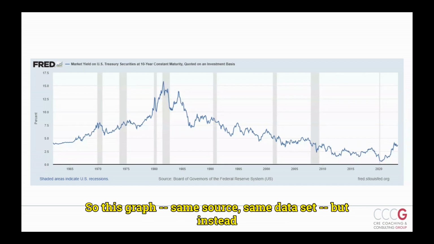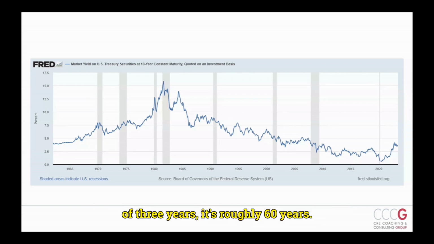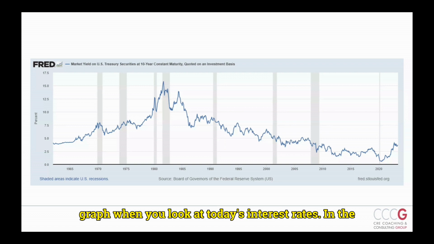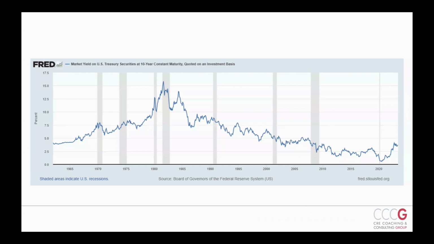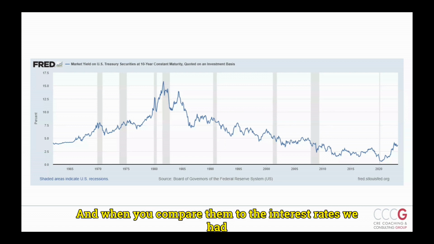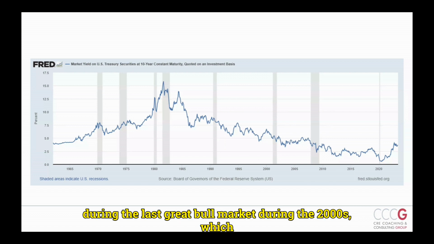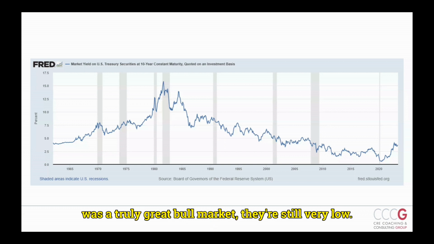So this graph, same source, same data set, but instead of 3 years, it's roughly 60 years. And look, there's definitely been an uptick in interest rates over the last year or so. I mean, you can see that on the right side of the graph. When you look at today's interest rates in the context of the last 60 years, by the way, or the last 30 years or 40 years, interest rates are pretty low. And when you compare them to the interest rates we had during the last great bull market during the 2000s, which was a truly great bull market, they're still very low.